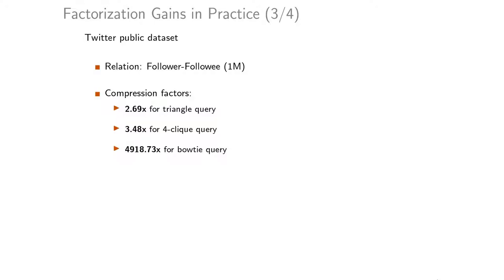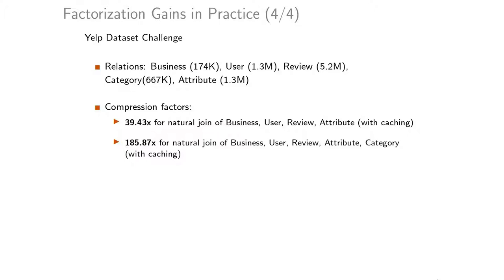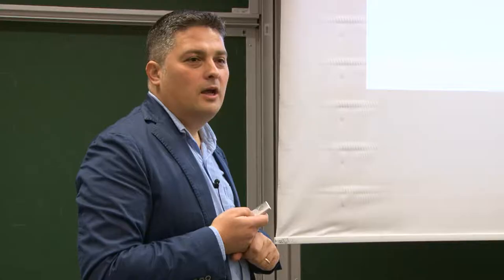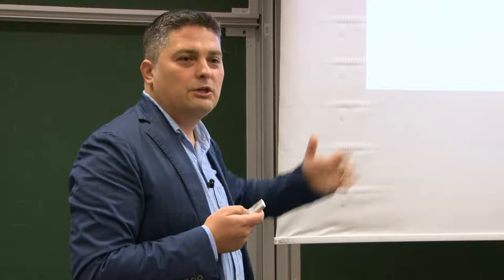The Twitter data set is actually, if you want to do triangles on it, triangles do not factorize well, but nevertheless, you can get a factor of 2, 3, or if you do queries which actually factorize well, like the bow tie query we'll see later, you can get to 5,000. And the Yelp data set, which is in the Kaggle competition for machine learning, if you do this sort of stuff, you get about 185 times compression. And this is what we see also when learning regression models over the Yelp data set, actually. So let me stop here.